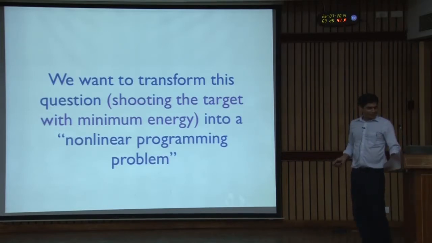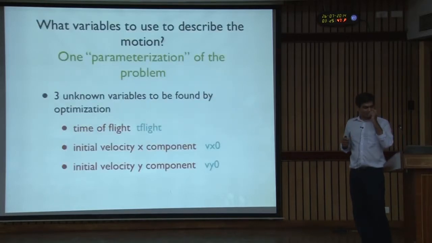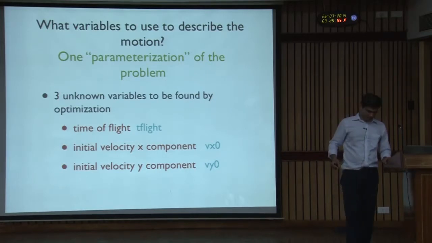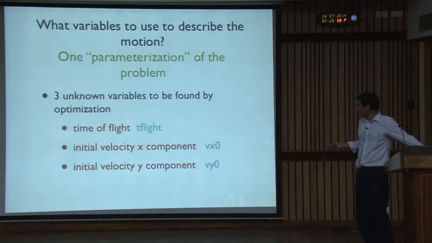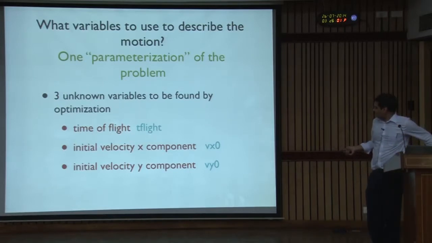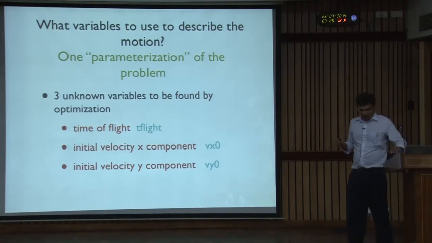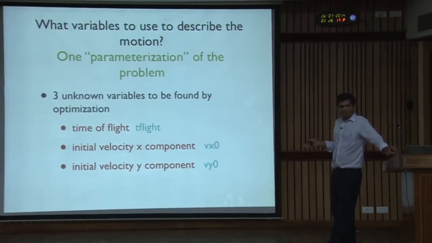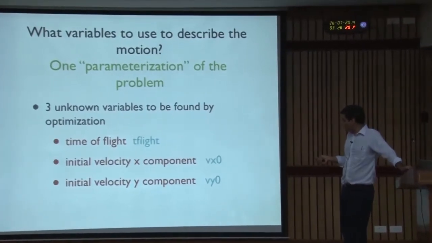So in any case, we want to transform this question into a nonlinear programming problem, shooting the target with minimum energy. One parameterization of this problem, right? You want to go from a physical description, some verbal description of the problem, to some mathematical representation of the problem, for which you have to choose a set of parameters that you want to use to represent the unknowns and so on.